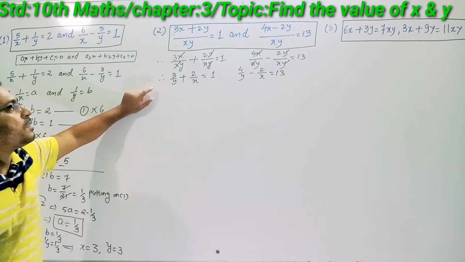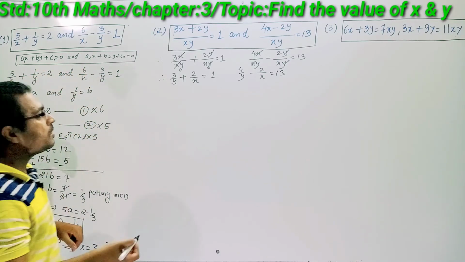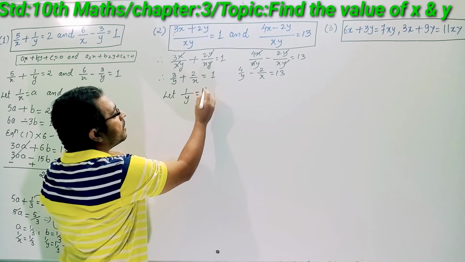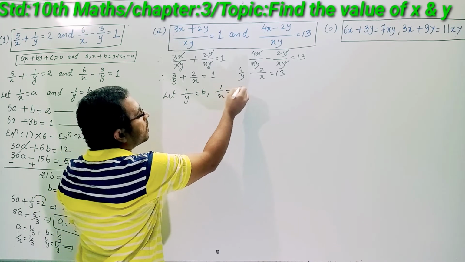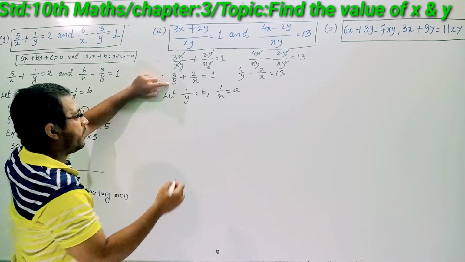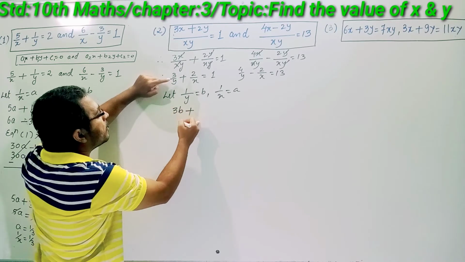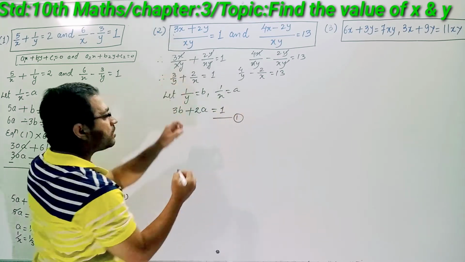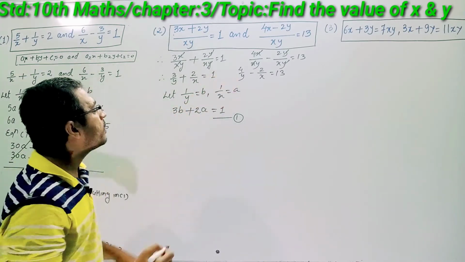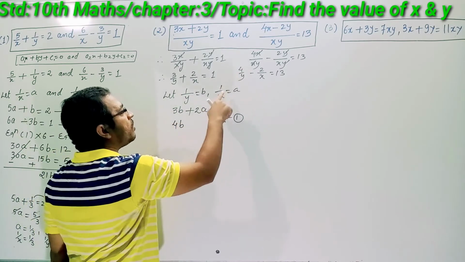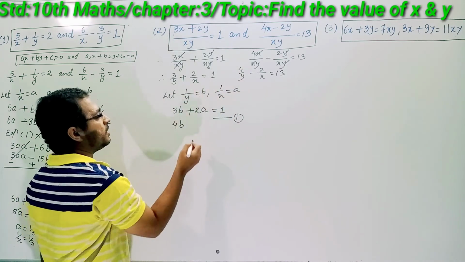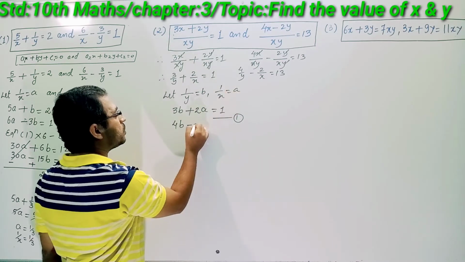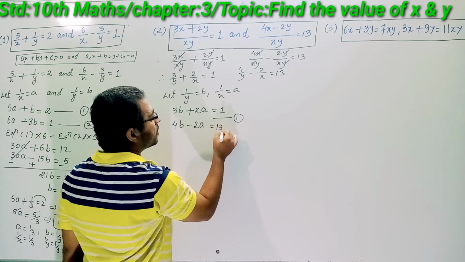Okay students, again these equations are similar to the previous question. So here we can write, let us consider 1 upon y is b, and 1 upon x is a. So 3 upon y we can write as 3b, and 2 by x can be written as 2a is equal to 1. This is equation 1. Similarly, 4 upon y can be written as 4b, because putting the value of 1 upon y, which is b, minus 2 upon x. So we are putting the value of 1 upon x only, it is a, so 2a is equal to 13. This is equation number 2.